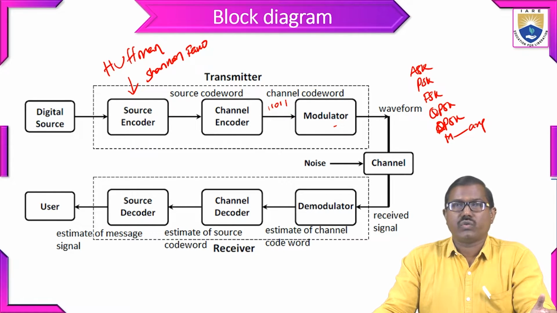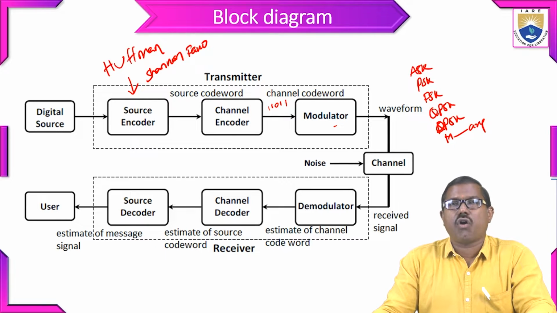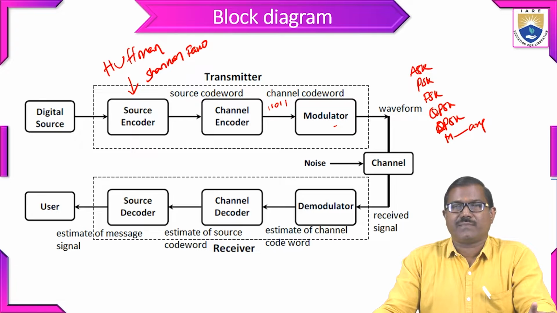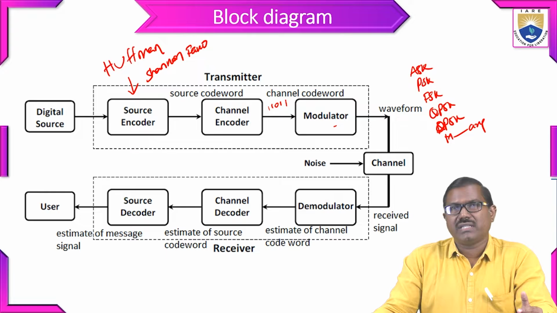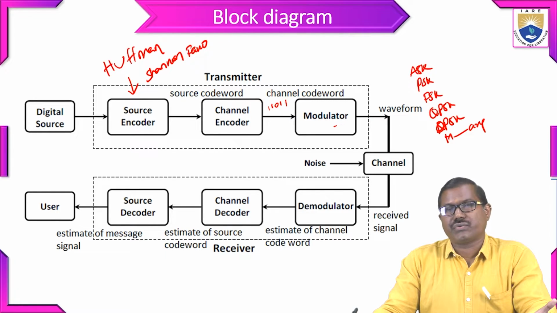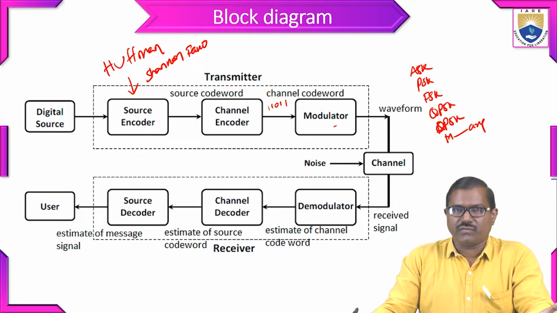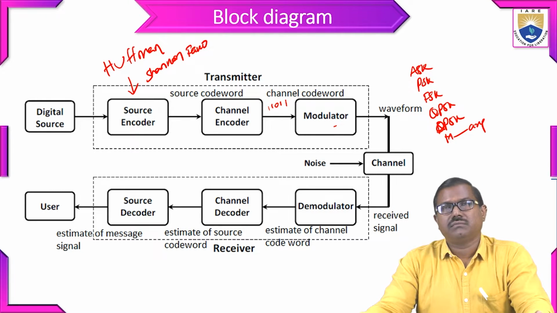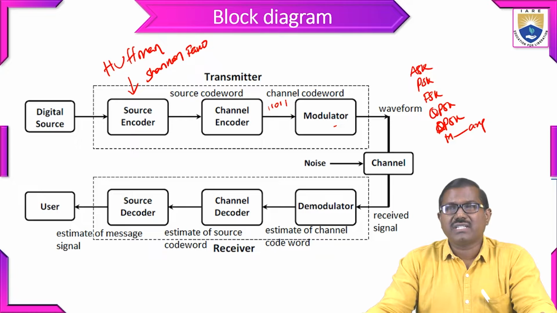As usual, there is also a source decoder. The final output of the receiver is an estimate of the message signal. Here we estimate whatever the source has sent. Why? Because I used digital bits like ones and zeros, so at the end of the receiver, I also receive those ones and zeros. So this is the block diagram of digital communication systems.